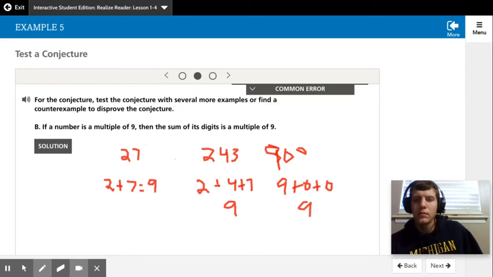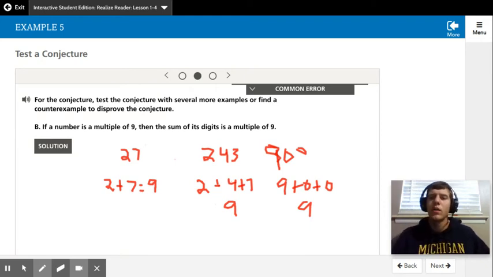And we could continue. 18, 1 plus 8. 27 is 2 plus 7. We could do 9 times 4 is 36, 3 plus 6 is 9. 9 times 5 is 45, 4 plus 5 is 9. 9 times 7 is 63, 6 plus 3 is 9. 9 times 8 is 72, 7 plus 2 is 9. 9 times 9 is 81, 8 plus 1 is 9.